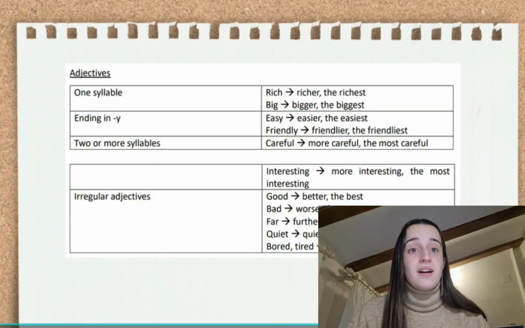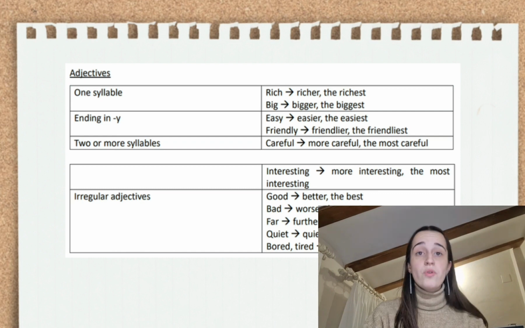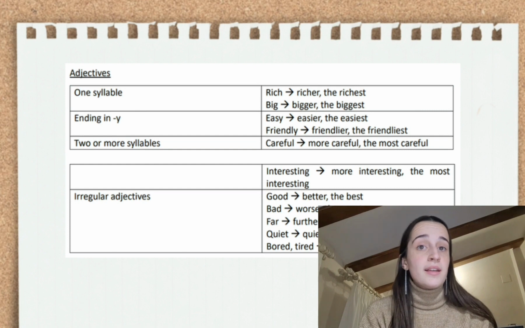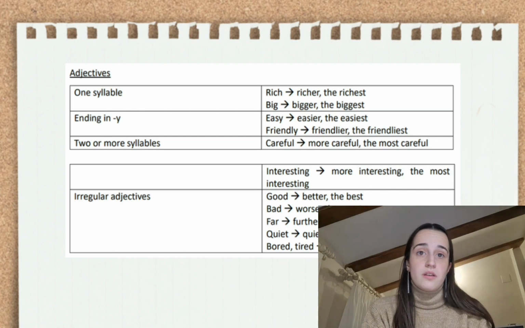which has the explanation of how to form the adjectives and the adverbs into comparative and superlative. The first after the comma is the comparative and the rest the superlative. For example, adjectives with one syllable: rich, in comparative is richer, and in the superlative, richest. Ending in -y: easier, and in superlative, the easiest. And two or more syllables: more careful, and in superlative, the most careful.